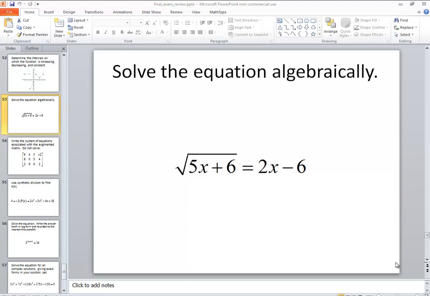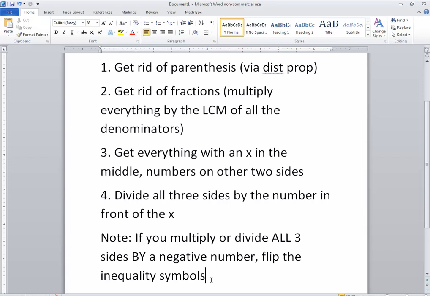In this problem, we want to solve the equation: square root of 5x plus 6 is equal to 2x minus 6. So let's refresh our memory on how to solve a radical equation.